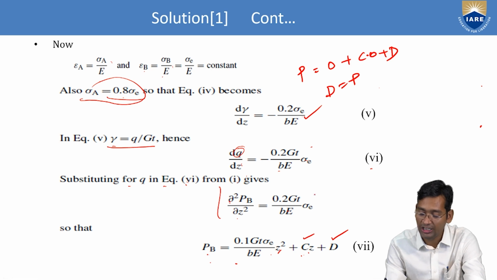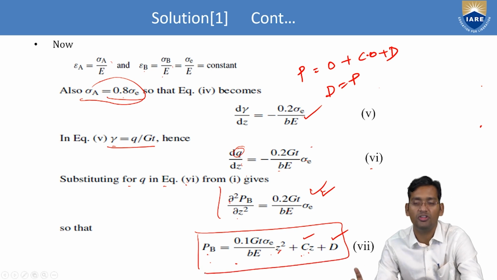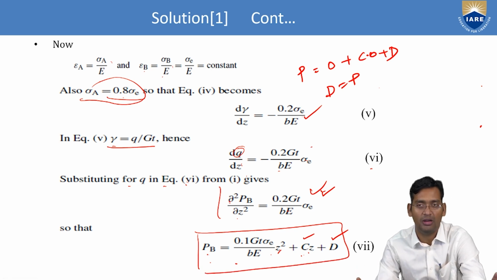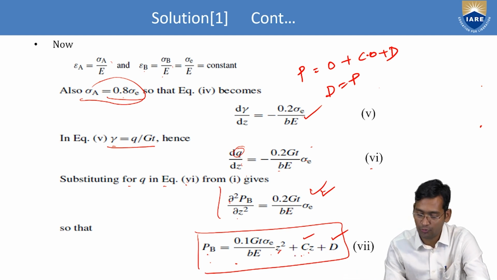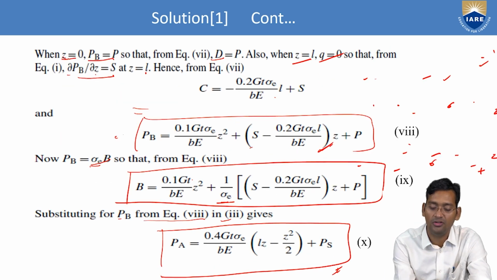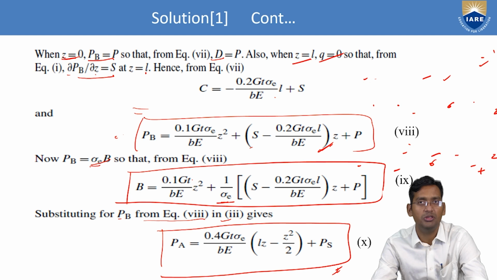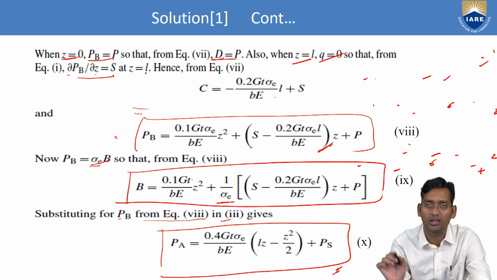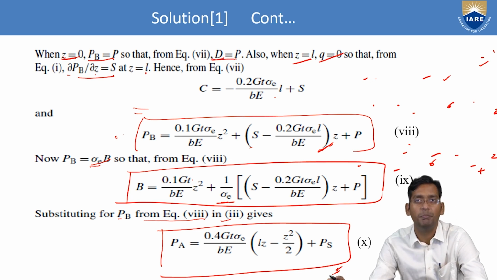Now integrate this 2 times. I already showed you how to integrate. After integrating, what we will get? PB equals this one. Now we have to find C and D, and once we find C and D, substitute here. That is the final equation for PB. So for finding C and D, we have to apply the boundary conditions. At Z equals 0, PB is P. Just put that value, then you will get D equals P.